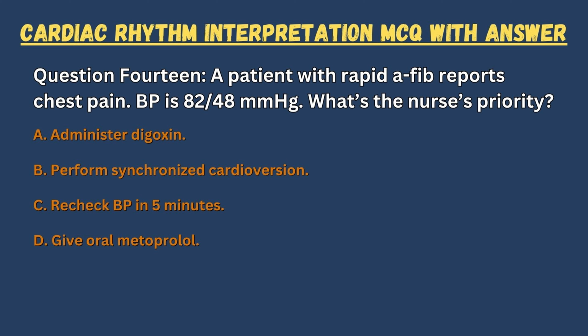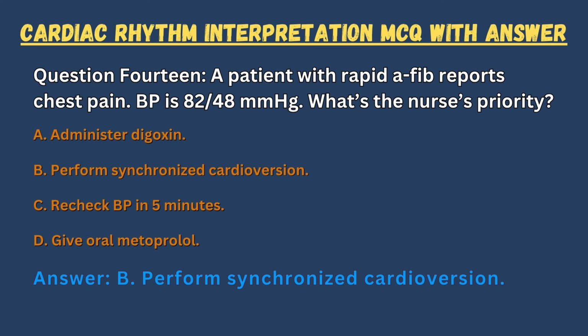Question 14. A patient with rapid A-fib reports chest pain. BP is 82/48 mmHg. What's the nurse's priority? A. Administer digoxin. B. Perform synchronized cardioversion. C. Recheck BP in 5 minutes. D. Give oral metoprolol. Answer: B. Perform synchronized cardioversion.